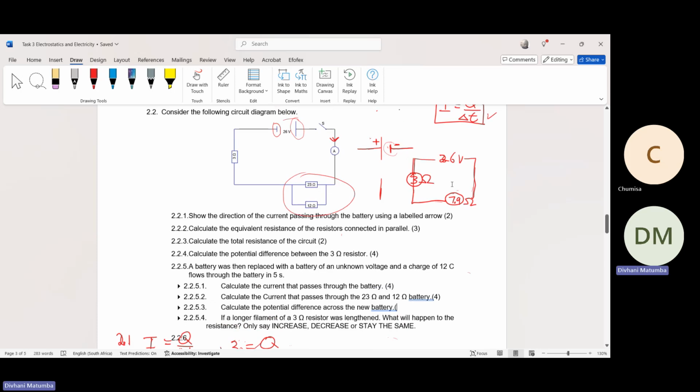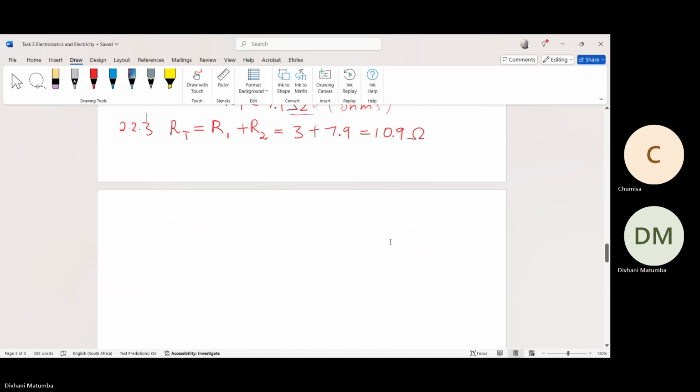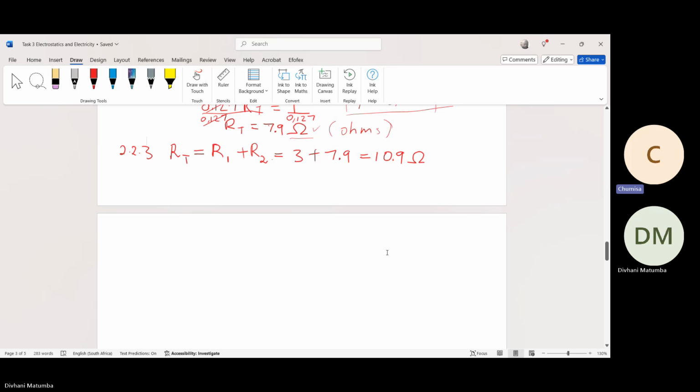The thing is, in order for you to find the potential difference, what is the Ohm's law formula? Its current is equal to voltage over resistance. Okay. So let me connect the pad quickly.